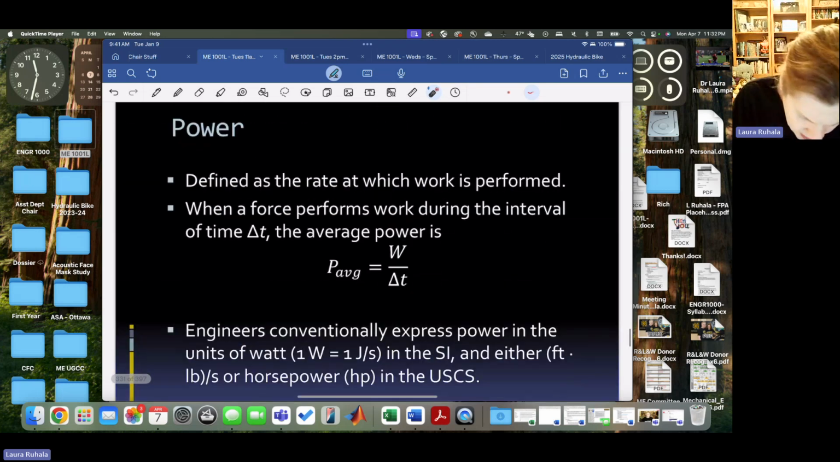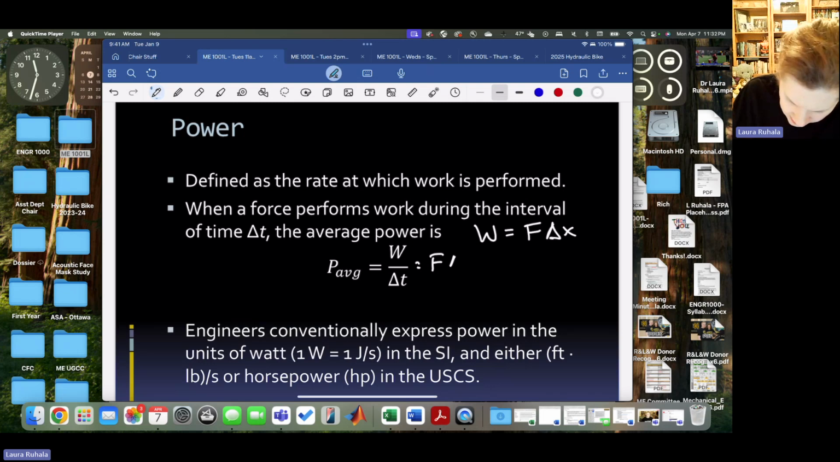I just want to note here that power is work divided per unit time. Remembering that work is equal to force times distance, called the distance delta x, this is equal to force times distance delta x per unit time.